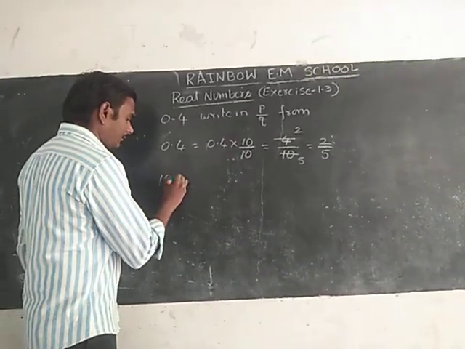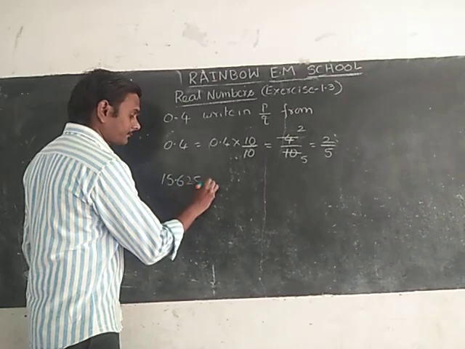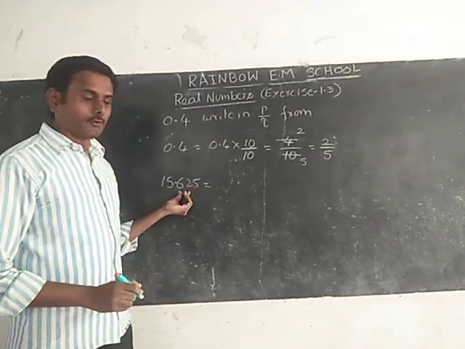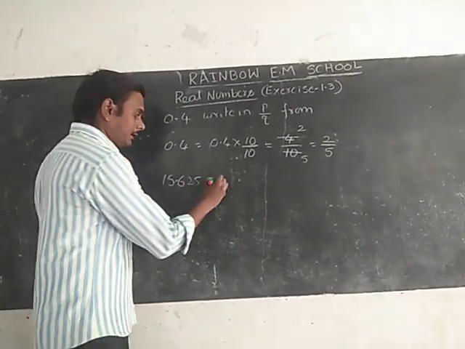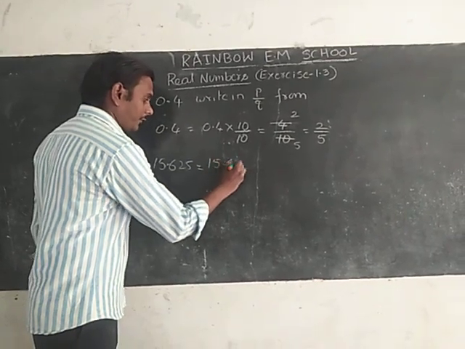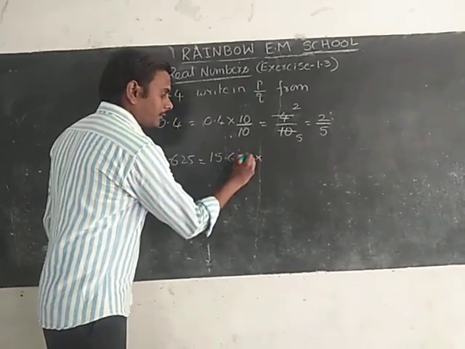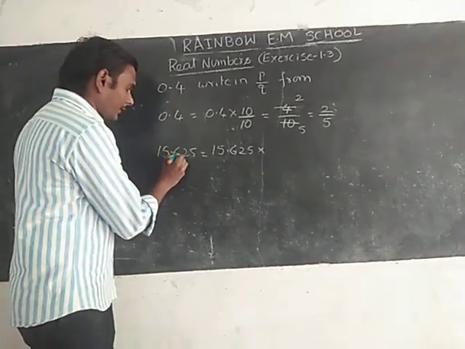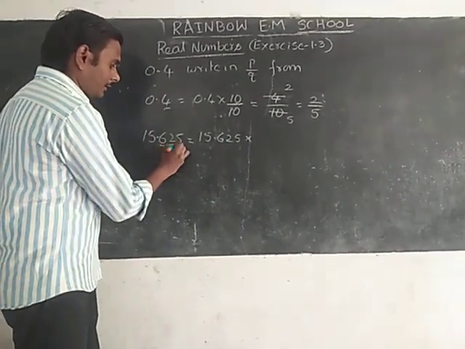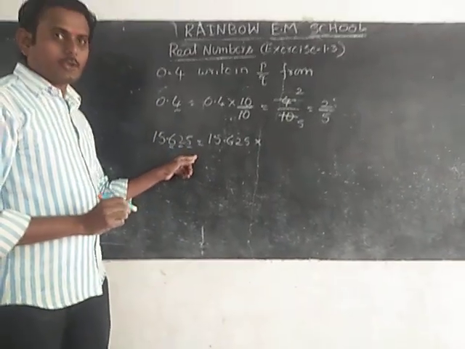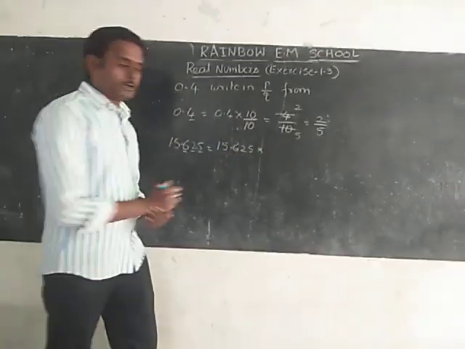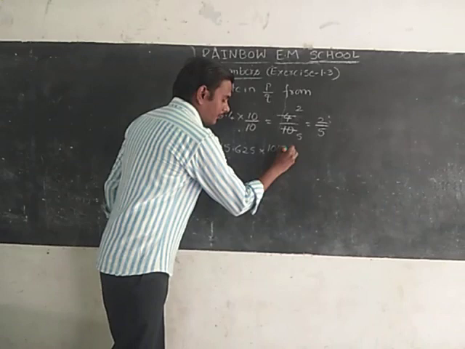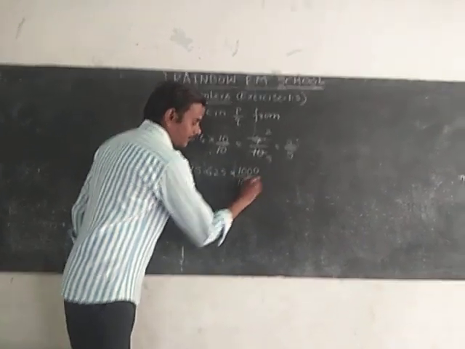One more example we will discuss: 15.625. By which number do we have to multiply? After the decimal point, how many digits are there? 1, 2, 3, so 3 digits are there. So we have to multiply by 1000 by 1000.